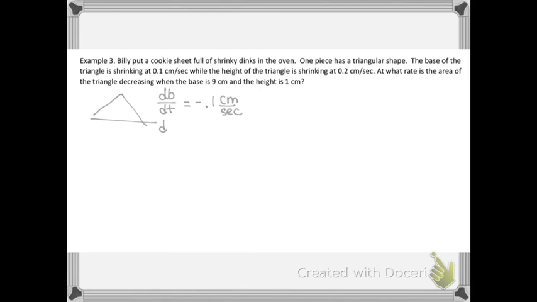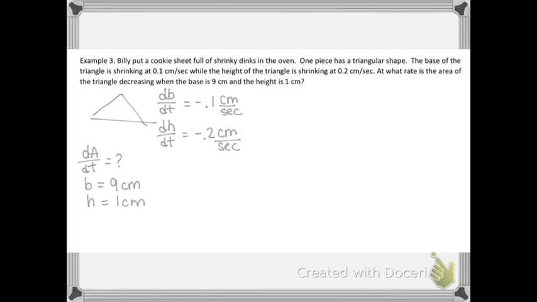And the height is also shrinking. And the rate of change of the height is negative 0.2 centimeters per second. At what rate is the area decreasing? So dA/dt is our unknown. They give us a base of 9 and a height of 1.